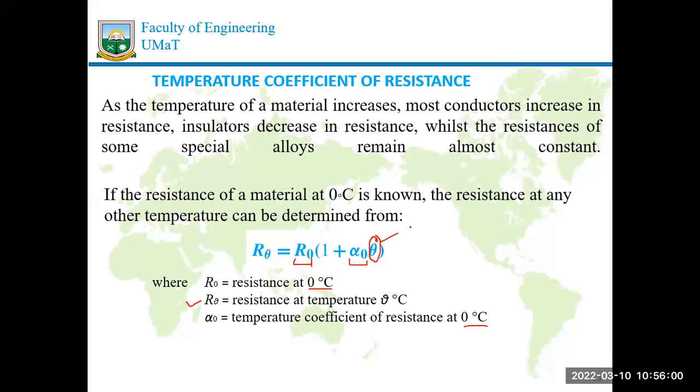In some books, you see theta being represented in terms of Kelvin. Other books, you see that it's degrees Celsius. They are the same, nothing different. So kindly take note of that. Don't be confused when you see that.